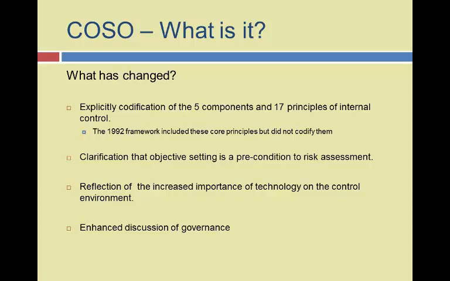Clarification that objective setting is a precondition to risk assessment. As I mentioned earlier, before you can decide where a risk is, you need to know what you're trying to accomplish. If your objective is safeguarding of assets, what's the risk related to that? If your objective is compliance with all your grant laws and regulations, what's the risk there? Obviously, a reflection of the increased importance of technology on the control environment. And as we mentioned earlier, the enhanced discussion of governance, the expectation on those charged with governance to be more active in the internal control structure.